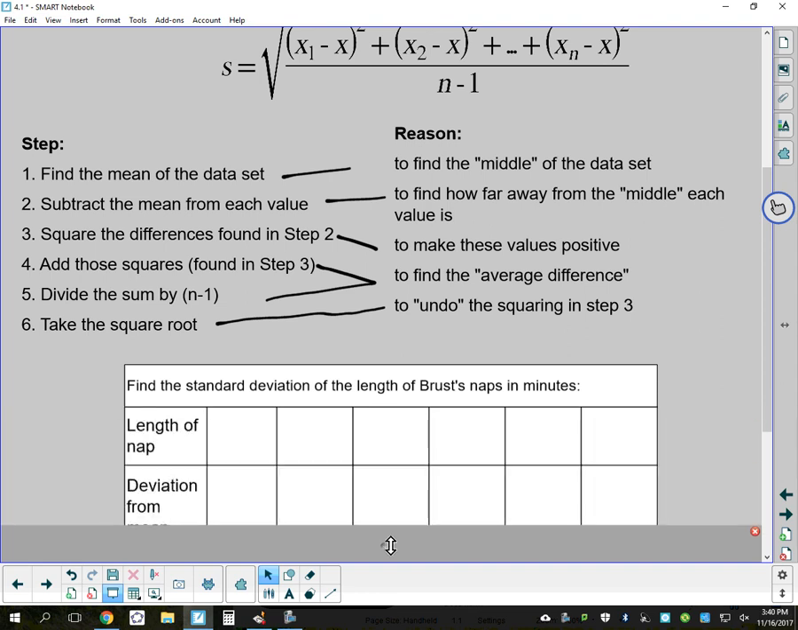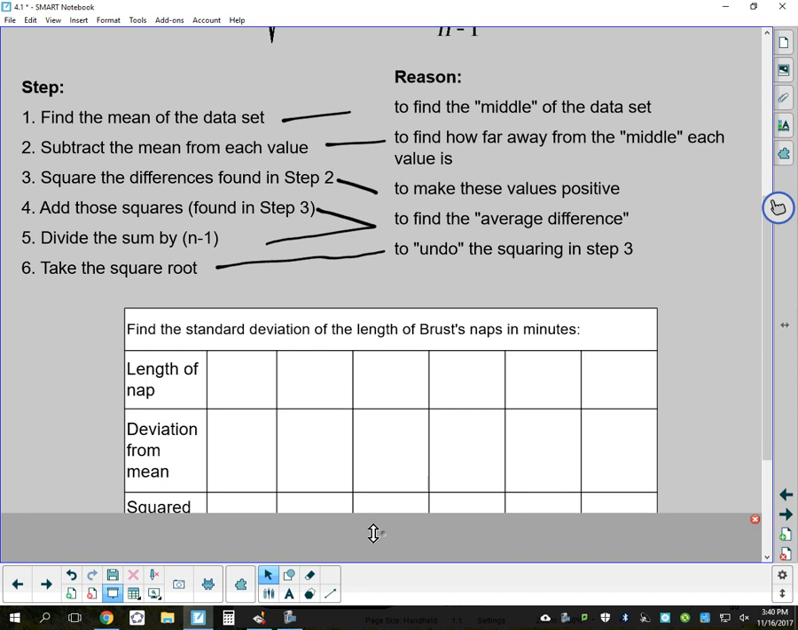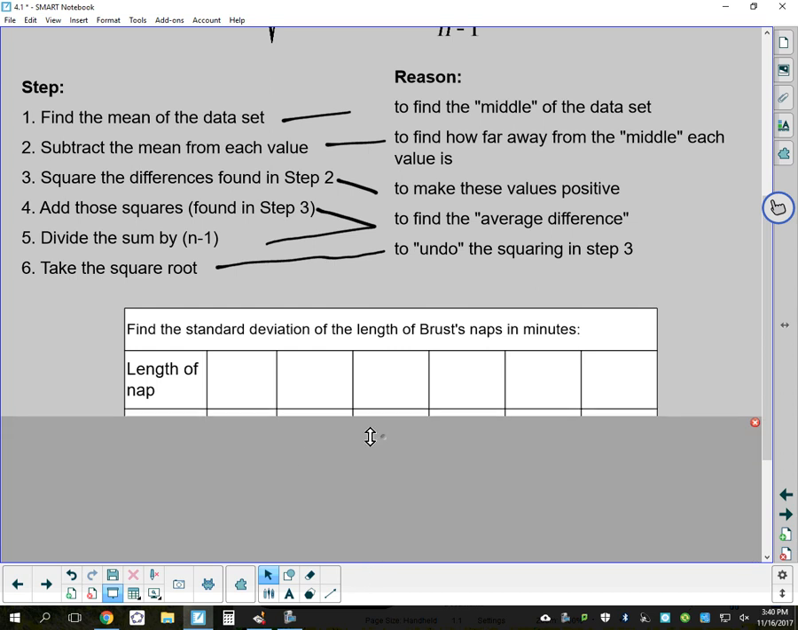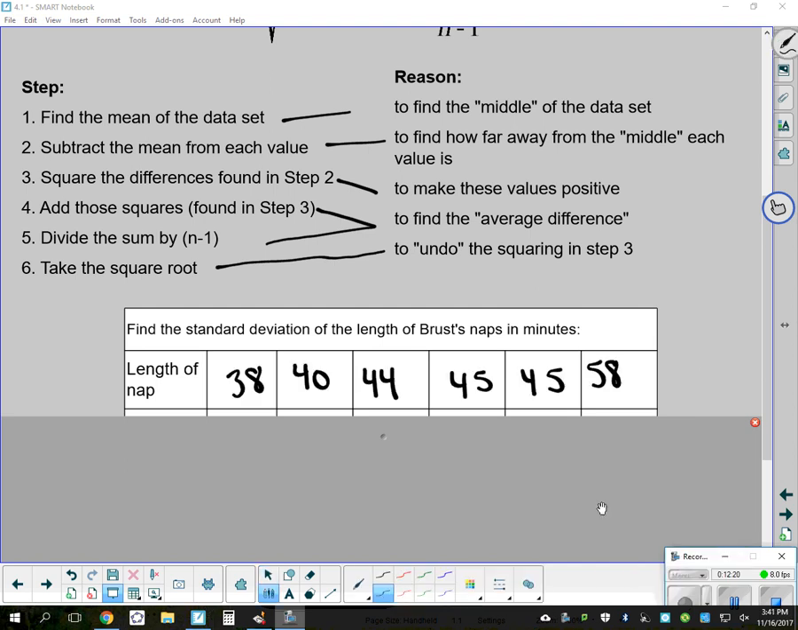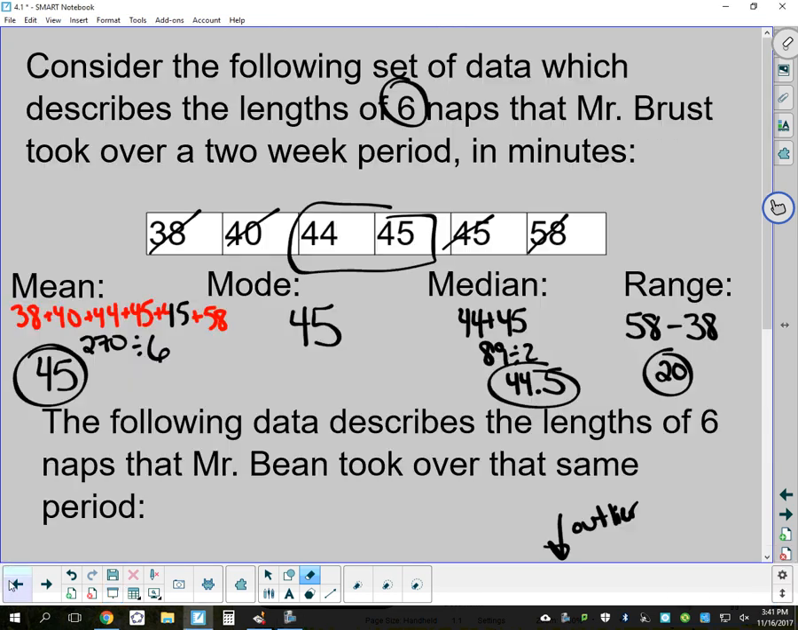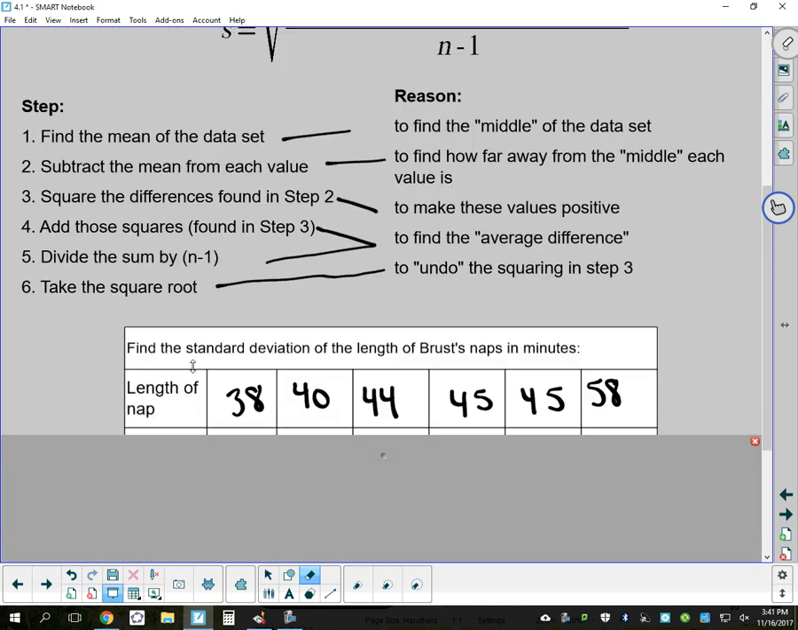So we want to find the standard deviation of the length of brush snaps in minutes. Okay, so first of all, I needed to put those numbers in. But now that those numbers are in, we're going to follow these steps. Step 1, we want to find the mean of the data set. Well, that's the same data we just dealt with. Okay, so we've already done that. The mean that we found on the data was 45. So the average, the mean, we already know it's 45. There's step 1. That gives us our middle, quote unquote, middle of the data set.